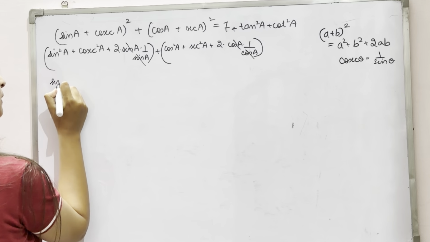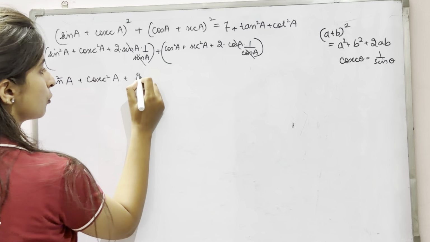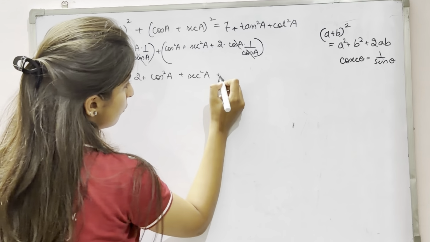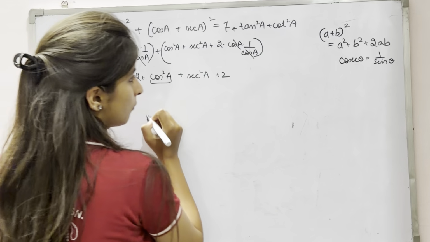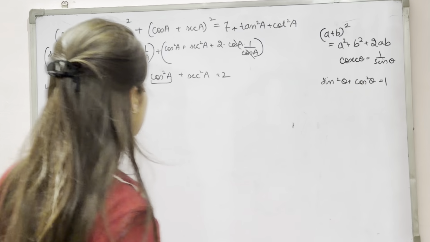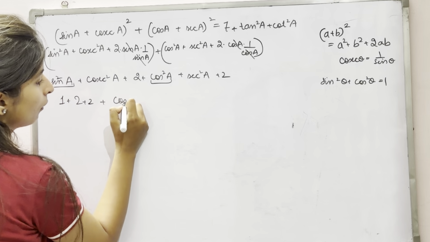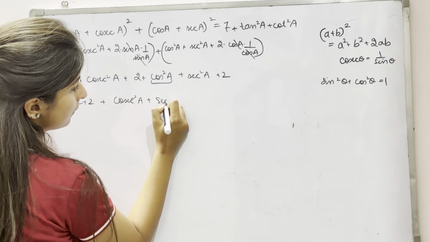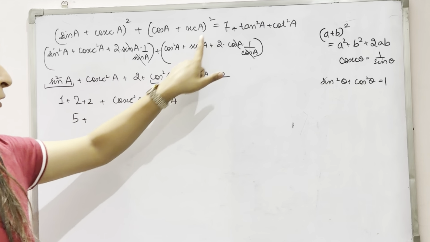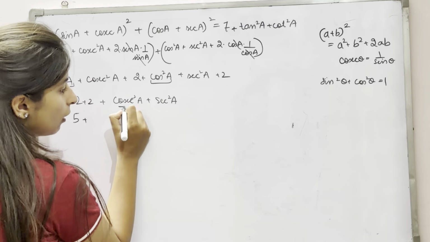So we are left with sine square a plus cosecant square a plus 2 plus cos square a plus secant square a plus 2. Sin square theta plus cos square theta is 1. So this gives me 1, 1 plus 2 plus 2. Now I am left with cosecant square a plus secant square a. This gives me 5. But I need 7. Also, I don't need cosecant and secant. I need tan and cot. See how we are going to find it.